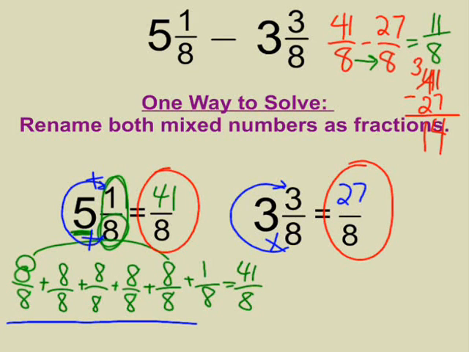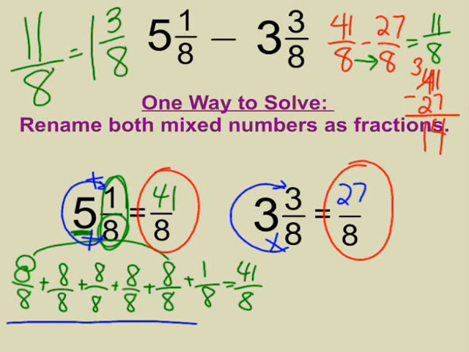So I have 5 and 1/8 minus 3 and 3/8 equals 14/8. Or I could change it back to a mixed number, and my answer would be 1 and 3/8. So 5 and 1/8 minus 3 and 3/8 would equal 14/8 or 1 and 3/8.